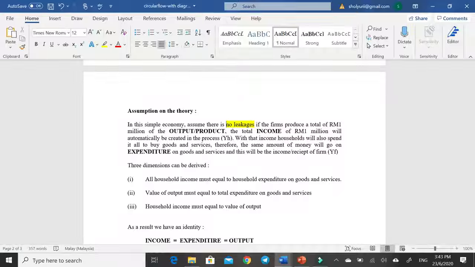So basically everybody akan ada sedikit simpanan for unpredicted occurrence. Okay, so it said here, kita assume there will be no leakage, tak ada kebocoran langsung pun, takkan ada saving langsung pun. Household got their money, they will spend all.